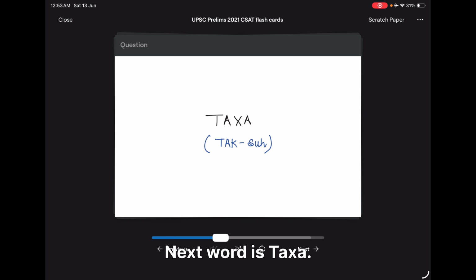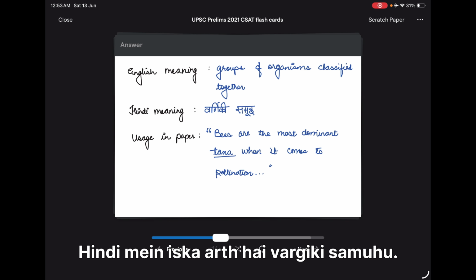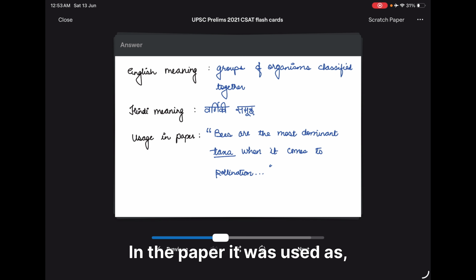Next word is taxa. Taxa are the groups of organisms classified together. हिंदी में इसका अर्थ है वर्गीकी समूह. In the paper, it was used as bees are the most dominant taxa when it comes to pollination.